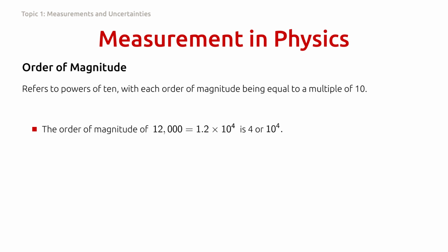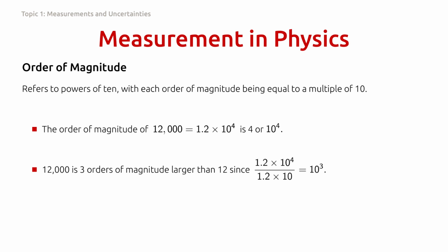The order of magnitude refers to powers of 10, with each order of magnitude being equal to a multiple of 10. For example, the order of magnitude of 12,000 is 4, or 10 to the power of 4, because writing in scientific notation, 12,000 is equal to 1.2 times 10 to the power of 4. So we refer only to the powers of 10. Order of magnitude is also a common way to compare values. For example, 12,000 is 3 orders of magnitude larger than 12, since taking the ratio of these values gives us 10 to the power of 3.